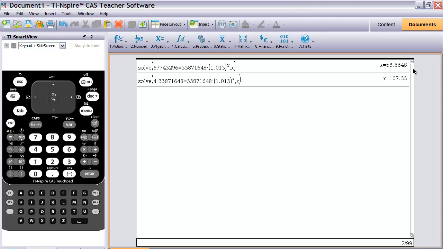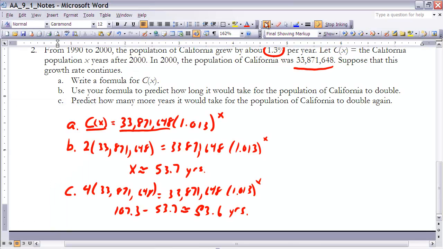Now you'll notice that I get x equals 107.33, but I have to subtract the original amount of time that it took for it to double to find out how much it doubles again. So if it was 53.7, we've got 107.3, so roughly 53.6 years. If I do that subtraction there, we get about 53.6 years for part C.